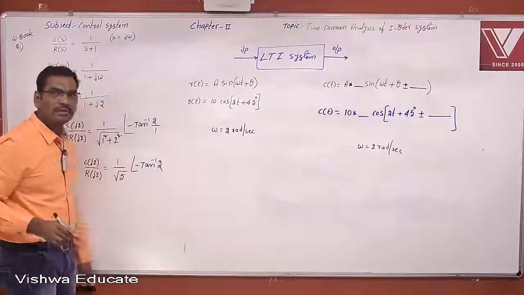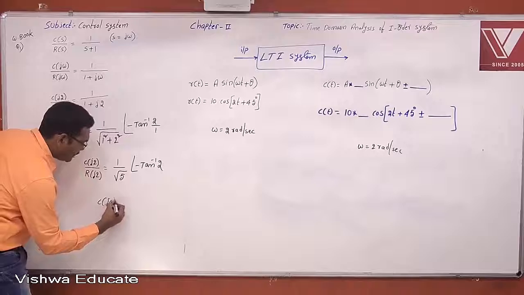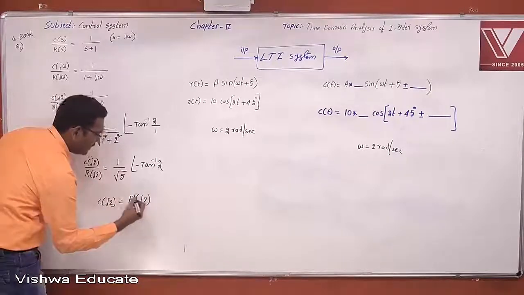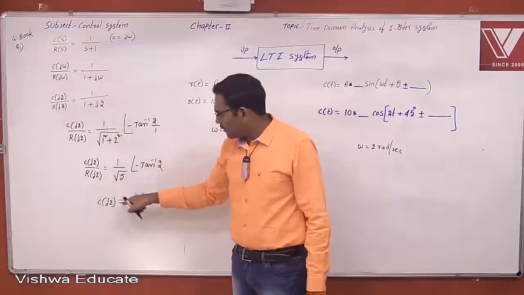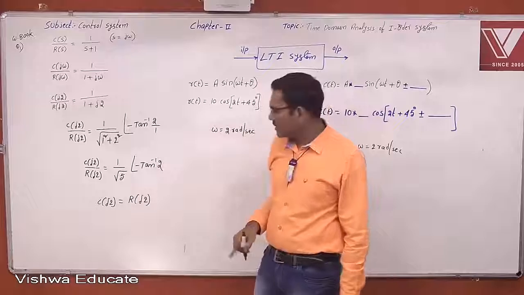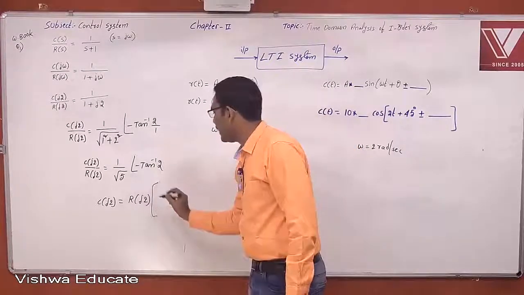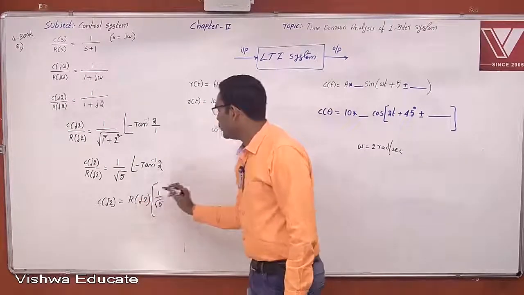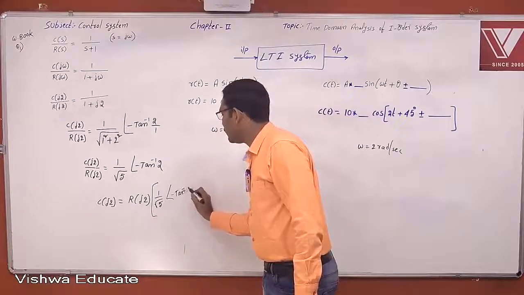Now students, just concentrate. The output at 2 radians per second is equal to the input at 2 radians per second. Both are the same. But where is the change? At the input side, there is a change in magnitude of 1 by root 5, and a change in phase of minus tan inverse 2.